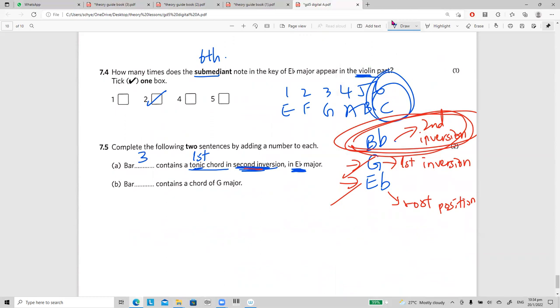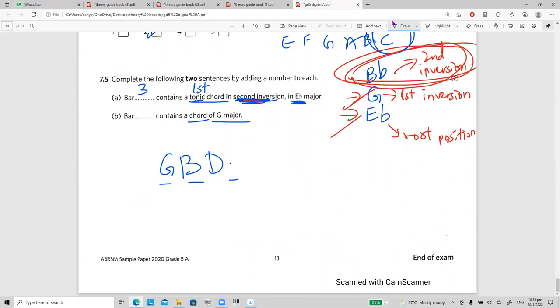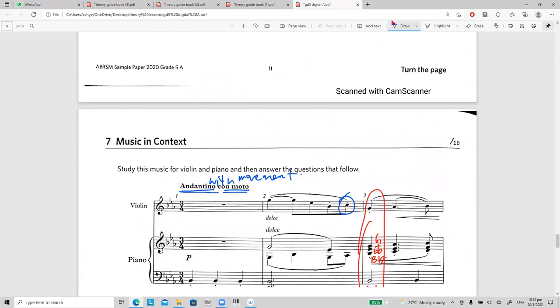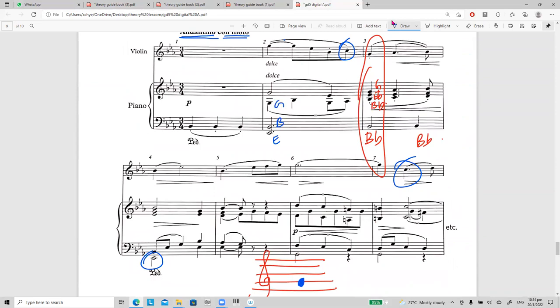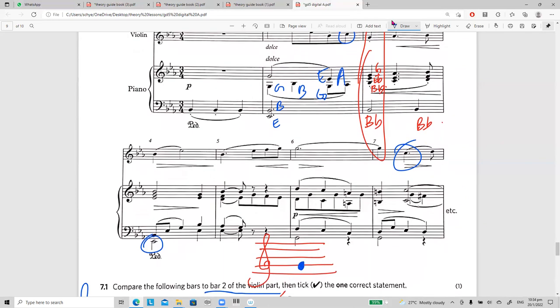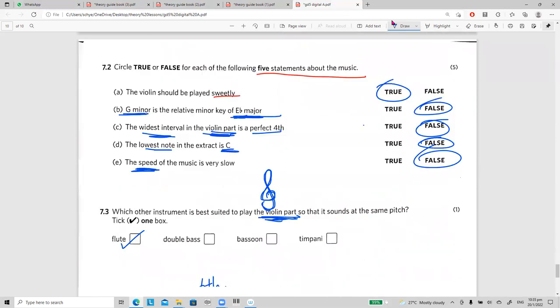Which bar contains a chord of G major? A chord of G major starts with G: G, B, D. So look for these three notes. The bar must contain all three notes of G, B, D. If you name all the notes, like this is B, G, B, there's no D. If you name all of them one by one, you should be able to find G, B, D. Here you have G, this is B, B, D. See, all three notes are here. So it's in bar seven.